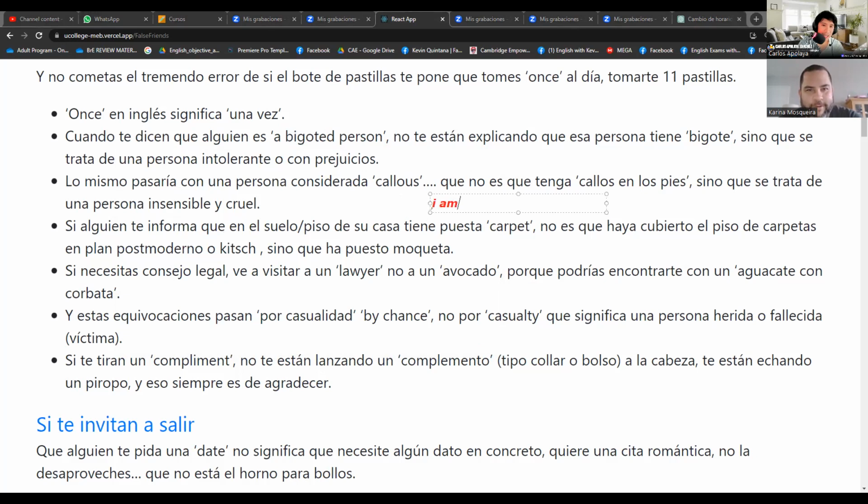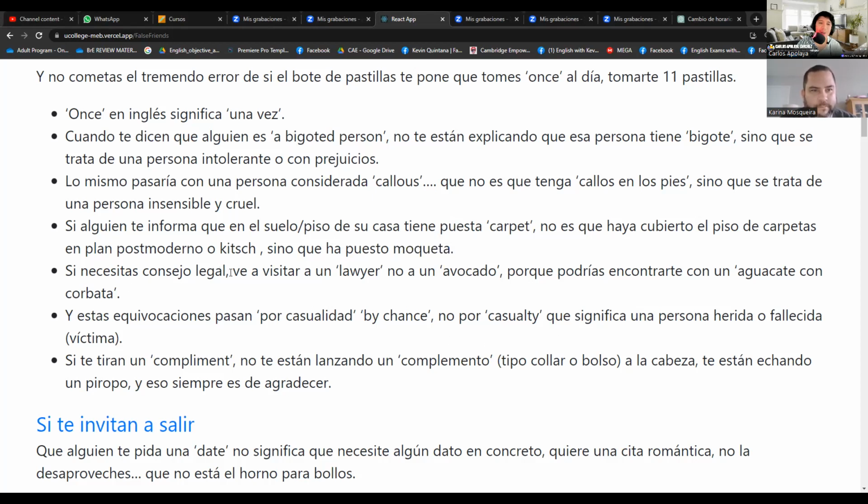Yeah, of course. I am open-minded. Yes. Si alguien te informa que el suelo de su casa tiene puesta carpet, no es que haya cubierto el piso de carpetas en plan postmoderno, sino que ha puesto una moqueta o alfombra. Alfombra. Yes. Tapiz, ¿no? También, exacto.